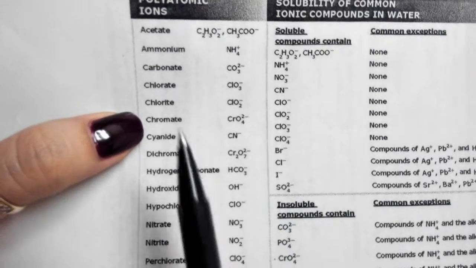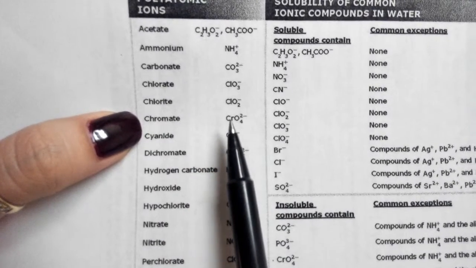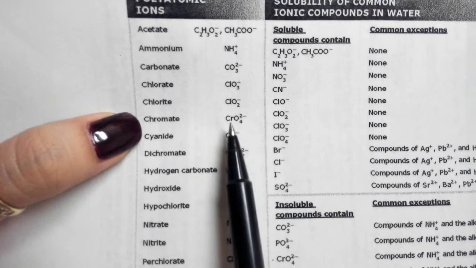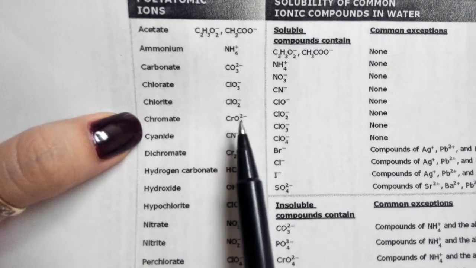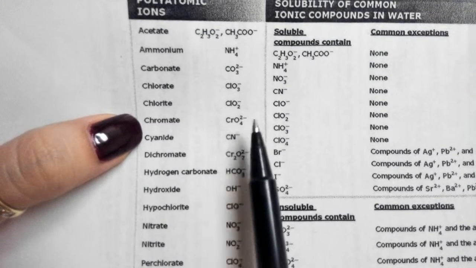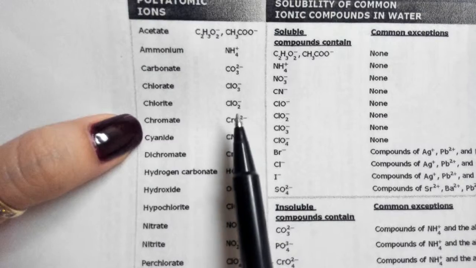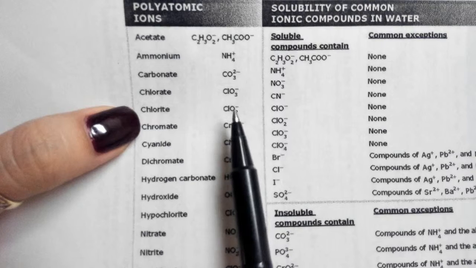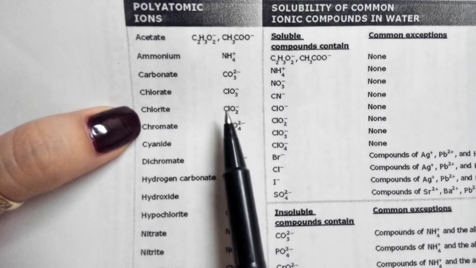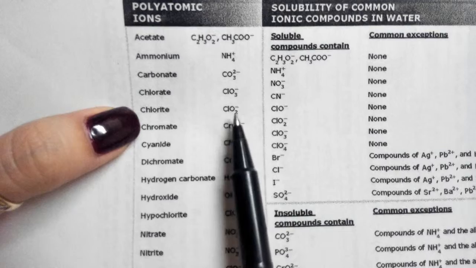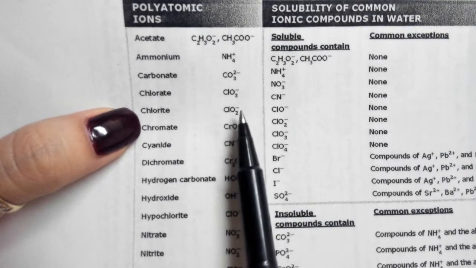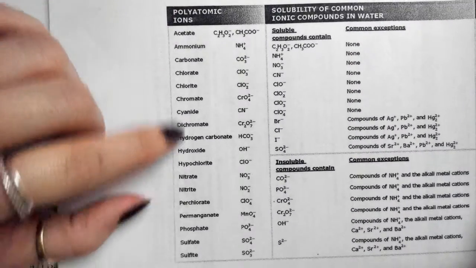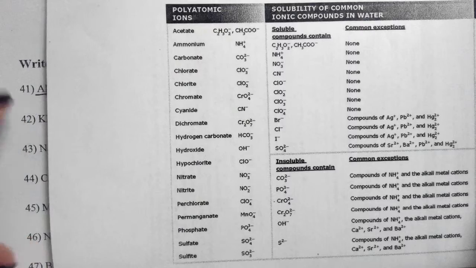If we look at something like chromate, you have CrO4 2-. What this tells me is that 1 chromium and 4 oxygens together have a -2 charge as a whole. Same thing with chlorite, you have ClO2-. So 1 chlorine and 2 oxygens together make a -1 charge. These are all your polyatomics. You don't need to memorize them. All you need to be able to do is find them and write them down for me.